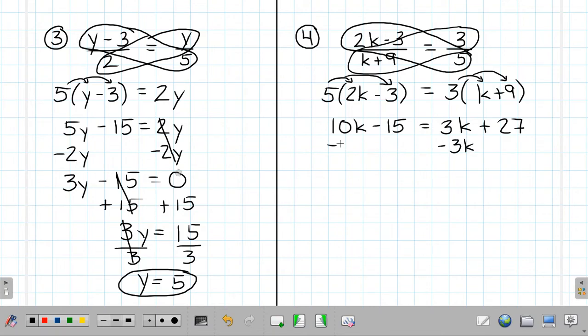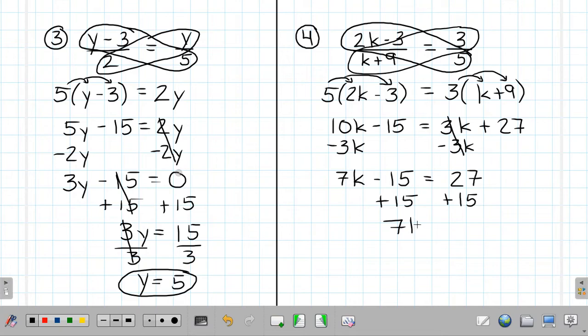So minus 3k, 10k minus 3k gives me 7k, minus 15 is equal to, well, those 3k's go away. Once again, technically given a 0, then 0 plus 27 is 27. And then, once again, same steps as always. Two-step equation, plus 15, 7k is equal to 42. Divide by 7, k is equal to 6.